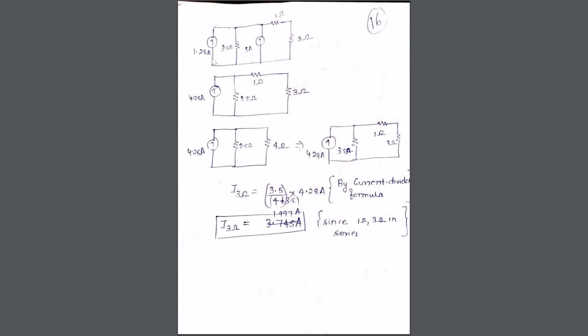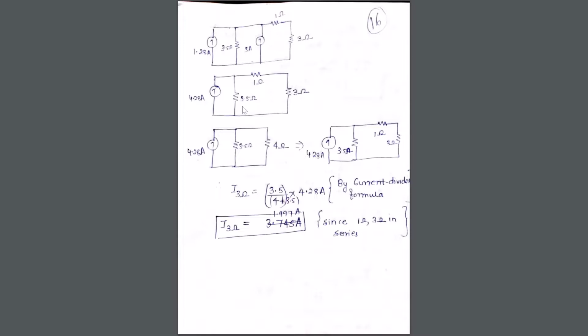Now again, if you see over here, this current and this current are in parallel with each other, right? The 1.28 ampere current and the 3 ampere current are in parallel with each other. So I can straight away add the two currents, that is 1.28 plus 3 amperes, it is 4.28 amperes. The 3.5 ohm resistance remains the same, the 1 ohm resistor and the 3 ohm resistor. Again, you have the 4.28 ampere source and the 3.5 ohm in parallel.